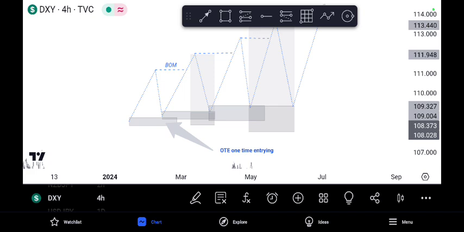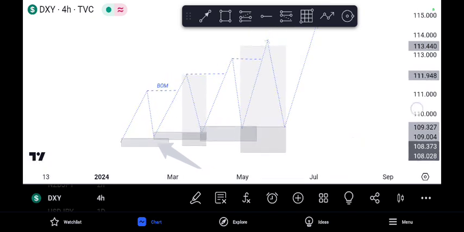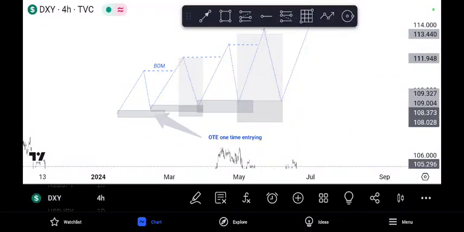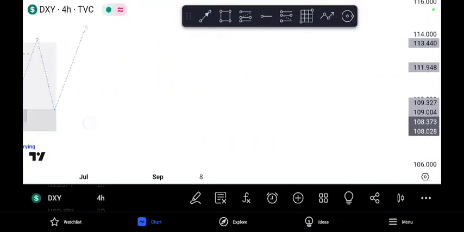These lines are your BMS, these are your one-time entry. This is the formation. When you know this kind of formation, you know you're having your one-time entry. So there is something I want to show you, which is called the swing failure.